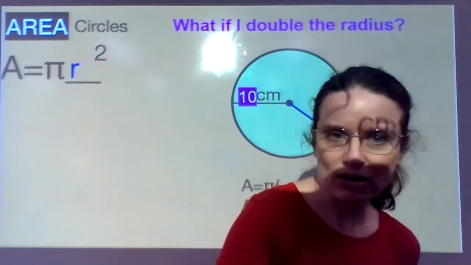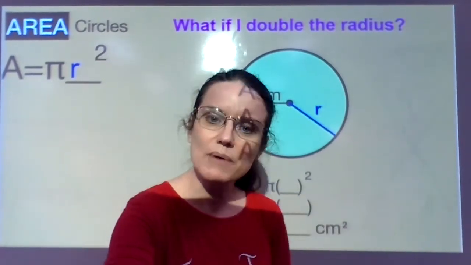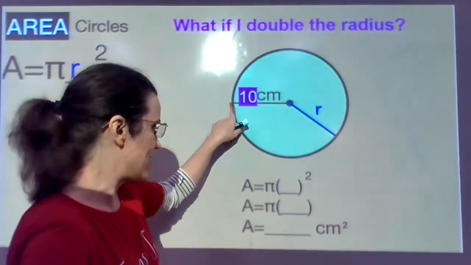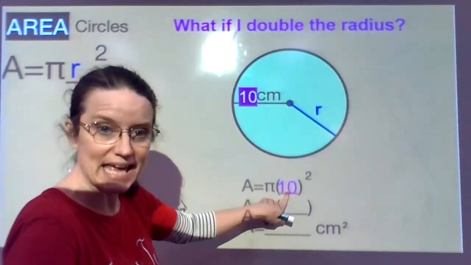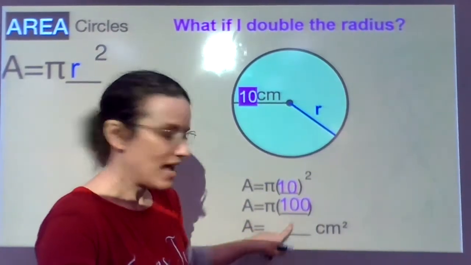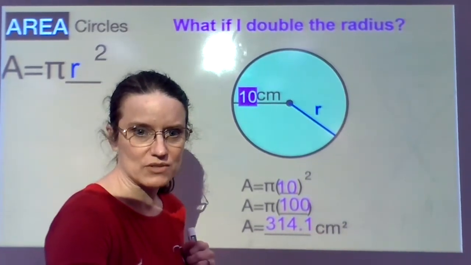What happens with my area then? Well, it's going to get bigger. I'm going to have a much bigger number of squares inside. Let's see what happens when we do that. So I've doubled my radius, and now it's 10. I square that, and it's going to go up to 100. And so my area is now going to be 314.1 centimeters squared.